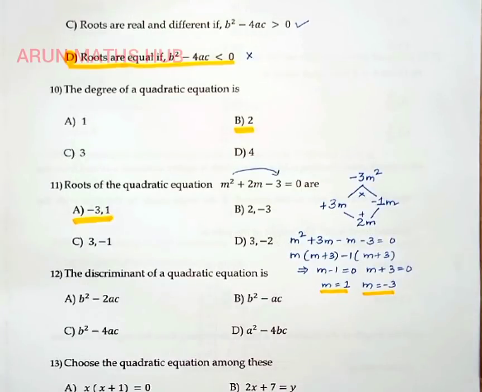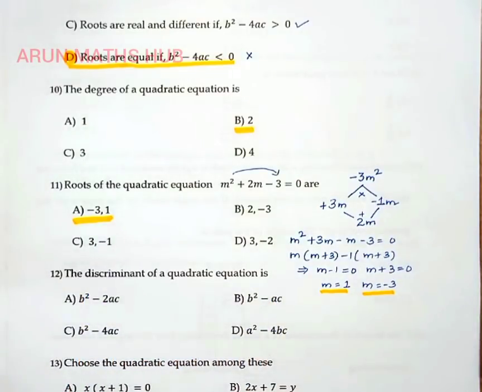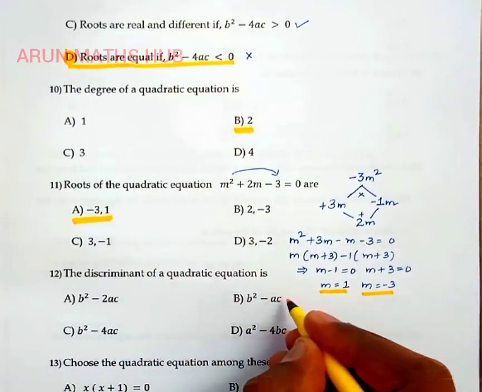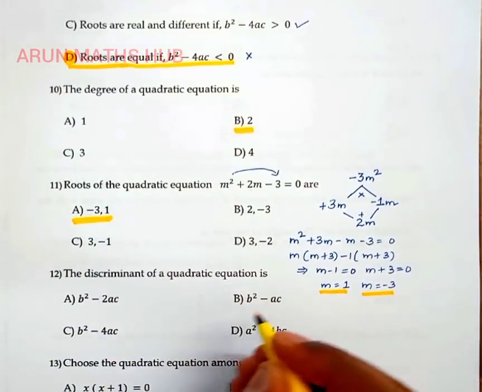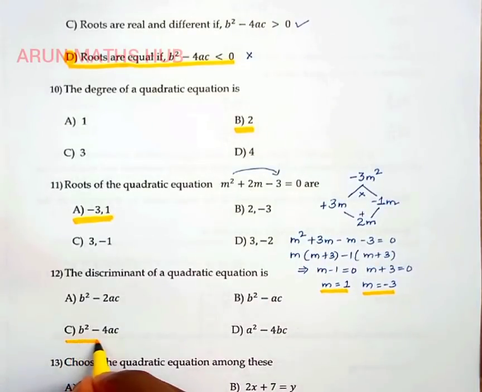Now, question number 12. The discriminant of a quadratic equation is given by the formula b square minus 4ac. The correct answer is option C, b square minus 4ac.